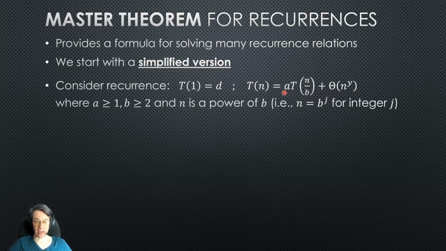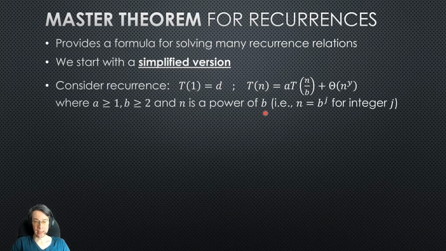So if we have one or more calls where a is greater than or equal to 1, and we're dividing the problem size by at least a factor of 2, so b is greater than or equal to 2, and n is a power of b, then we can solve this problem in a relatively straightforward way. Now, n as a power of b is maybe a little bit constraining because your problem sizes aren't always going to be a power of b, whatever factor you're dividing problems up into subproblems with.